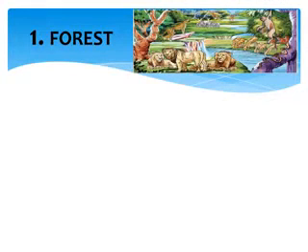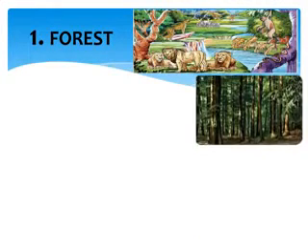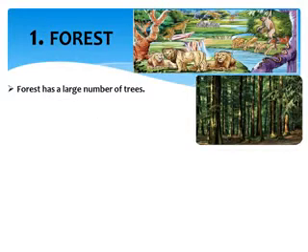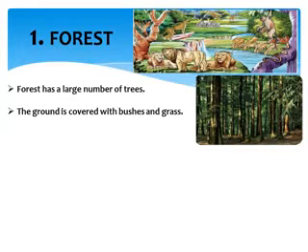So here we will see the forest. The forest has a large number of trees. The ground is covered with bushes and grass. If you see here, it is covered with a large number of trees. And more animals and birds live in the forest. You can see grasses and bushes will be there. So lots of trees will be there in the forest.